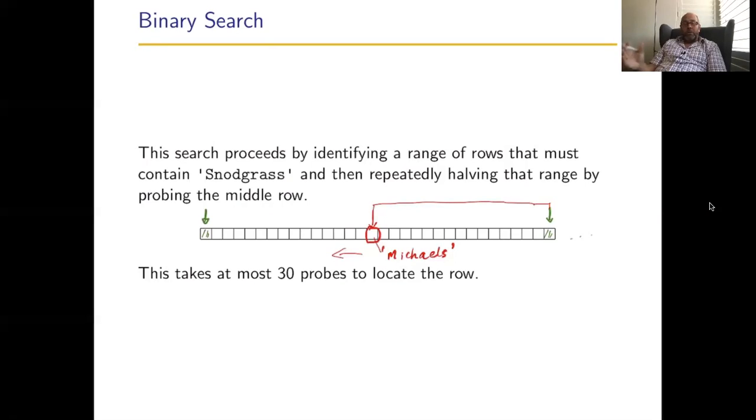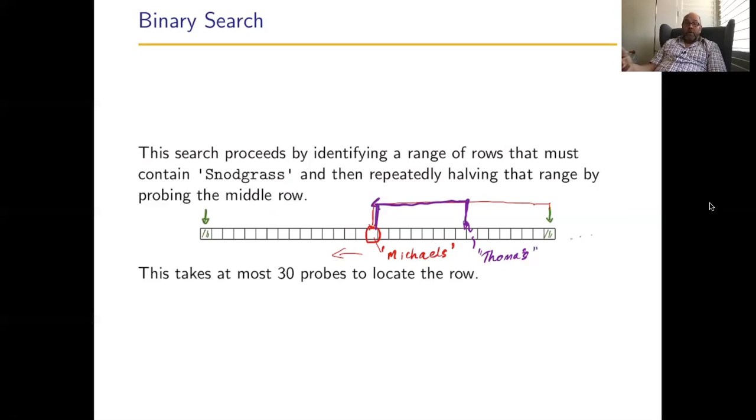So by doing one probe, we've eliminated half of the rows as being possibilities. Now we do another probe in the middle of this new range, and if we discover that one is, say, Thomas, then we know that Snodgrass is between M and T. So now we only have to look at this range, which is only a quarter of the size of the original. So each probe throws out half of the rows as possibilities for containing Snodgrass.